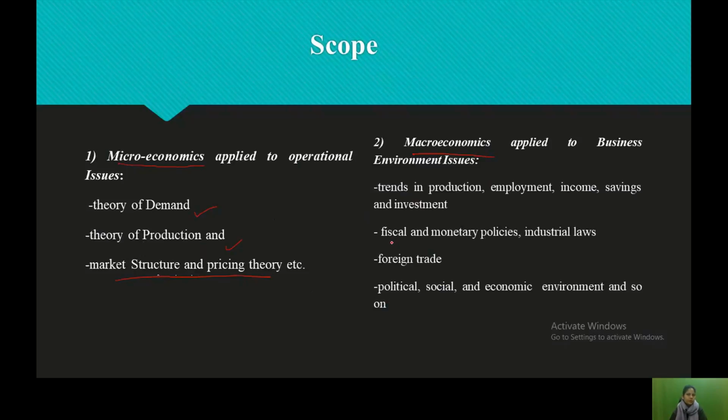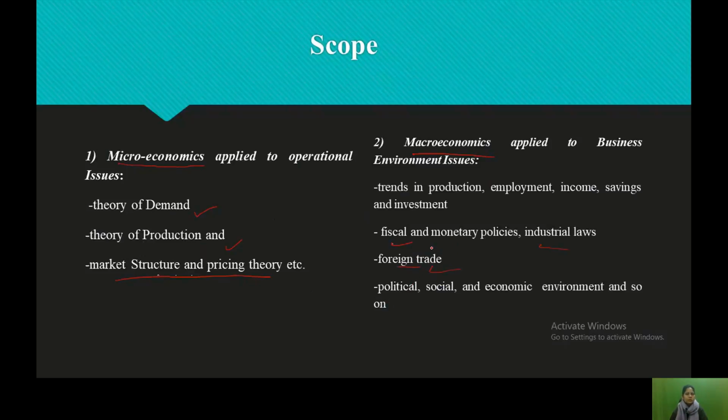Likewise, we will have to understand both. He might use fiscal and monetary policy, other industrial laws, foreign trade. Suppose the product that he wants to launch requires the import of raw material, right? There he has to understand what the policies related to the import of those raw materials are, what the exchange rate is, and what the other legal issues related to that are. So foreign trade gets involved here, which is again a part of macroeconomics.